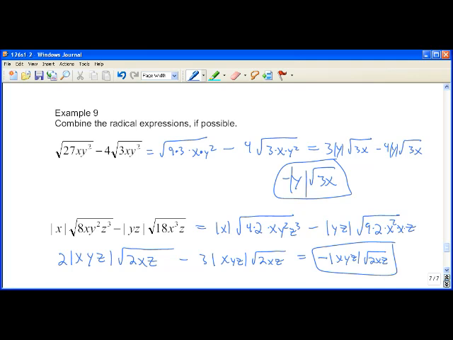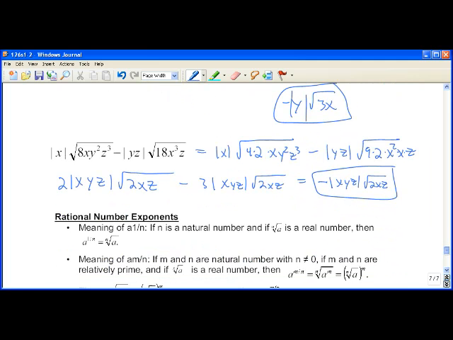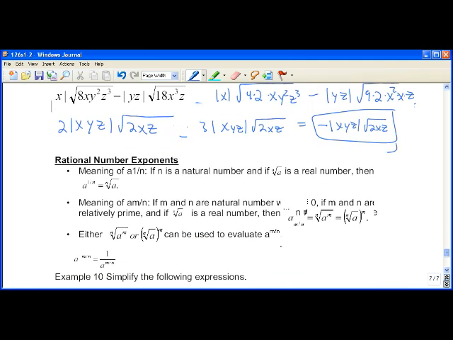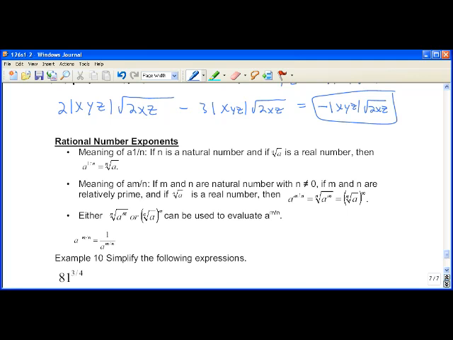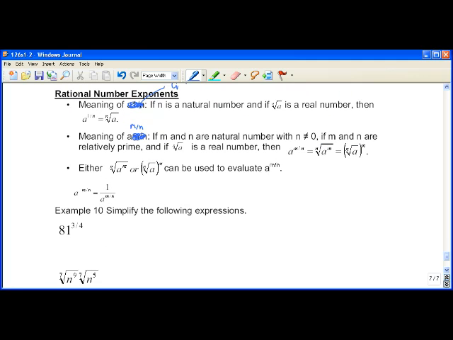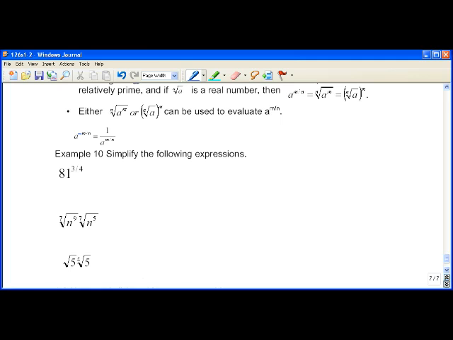Almost done here. So rational number exponents. The meaning of a to the 1 over n, I don't really have a place to write that. That's a to the 1 over n is the nth root of a. The meaning of a to the m over n is going to be the nth root of a to the m, or the nth root of a, all to the m. They mean the same thing. A to the negative m over n is 1 over a to the m over n.